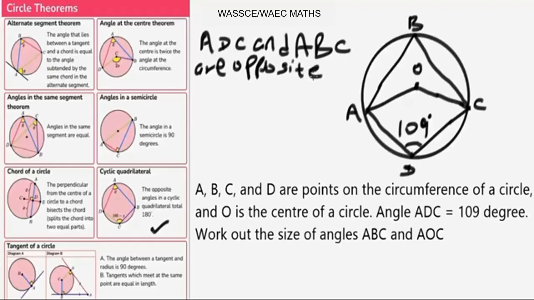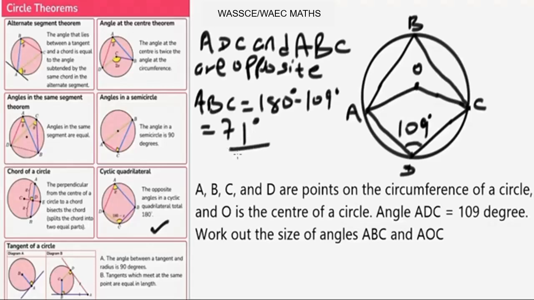Now since they are opposite, angle ABC will be 180 degrees minus 109 degrees. When you punch it in the calculator, you're going to have it to be 71 degrees. Now that we have angle ABC, angle ABC and angle AOC both come from a chord AC. This angle AOC, this middle one, both come from chord AC.